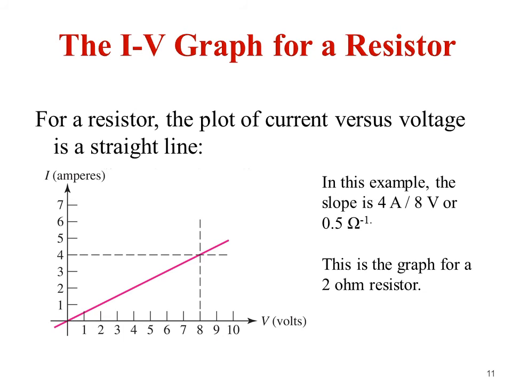In this example, the slope is 4 amperes by 8 volts, that is 0.5 inverse ohms. This is the graph for a 2 ohm resistor. At this particular point, 8 volts, the current is 4 amperes. If you divide, resistance equals V by I, that is 8 volts by 4 amperes, and we get 2 ohms.